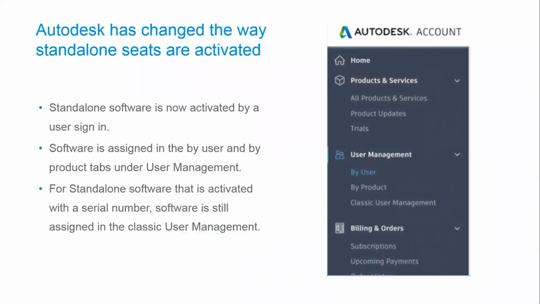So Autodesk about a year ago changed the way that the standalone seats are activated. They hadn't made any change to the network stuff. You still have to get a license file from us, or you can make one yourself through your Autodesk account. But now the standalone software is activated by a user sign-in. Now, in order to assign the software that's sign-in activation, you have to go into the by user and by product tabs under the user management tab. Now, for the standalone software that is still activated with a serial number and product key, you are still going to manage your users and software assignments in that classic user management view.